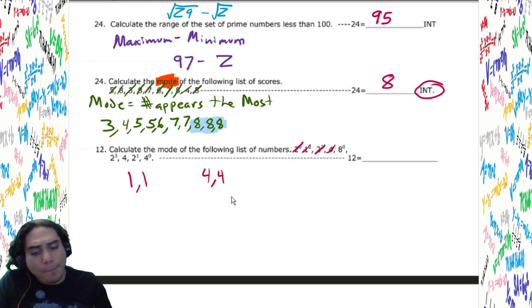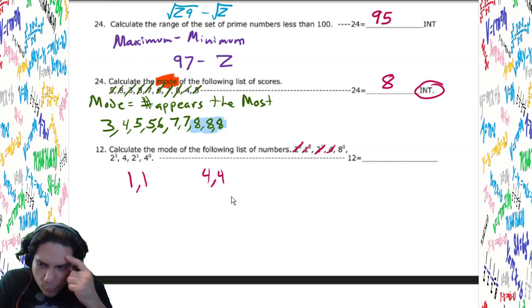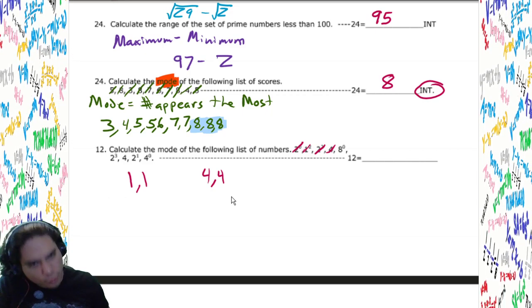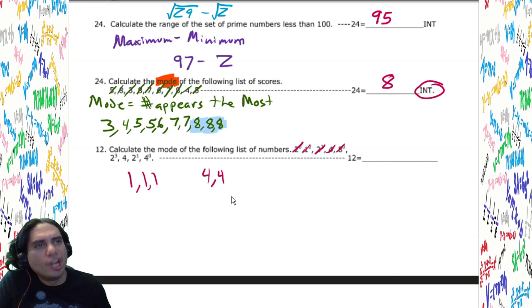I got 8 to the 0 power. If you didn't know this, you hit 8, enter, 0, y to the x. But if you remember what I just told you, anything to the 0 power is going to be what? It's going to be 1.